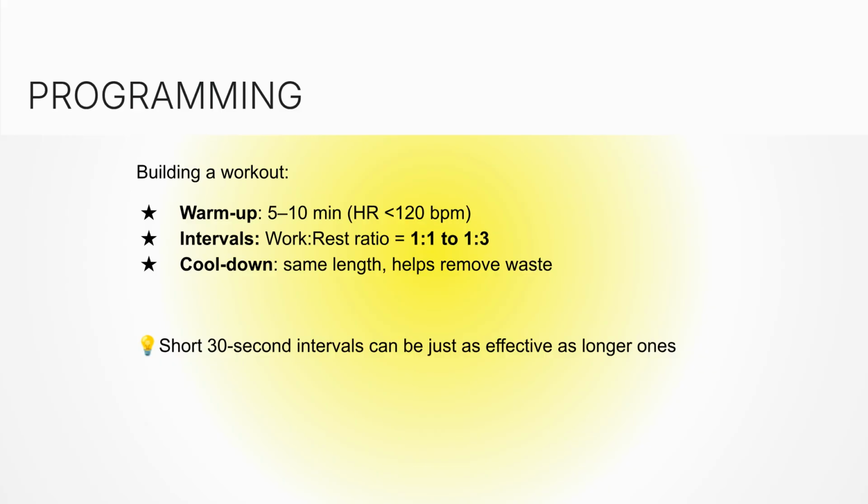When you're building workouts for your clients, it's always important to remember the warm-up and the cool down. This could be 5 to 10 minutes of zone 1 training where your heart rate is going to be lower than 120 beats per minute. From there, it's great to add in some intervals, which could be done at a 1:1 to 1:3 ratio. It's good to know that when scheduling intervals, short 30-second intervals can be just as effective as longer ones. So thinking about this will help you build a really smart plan for your clients.